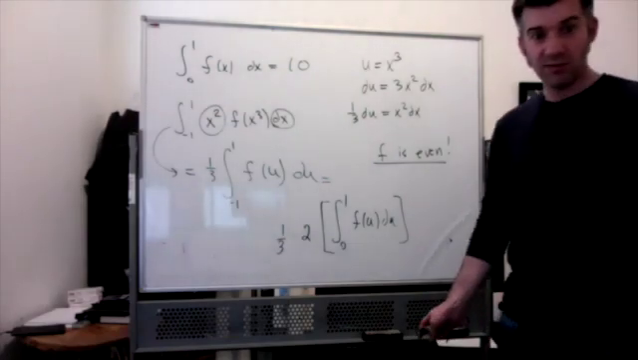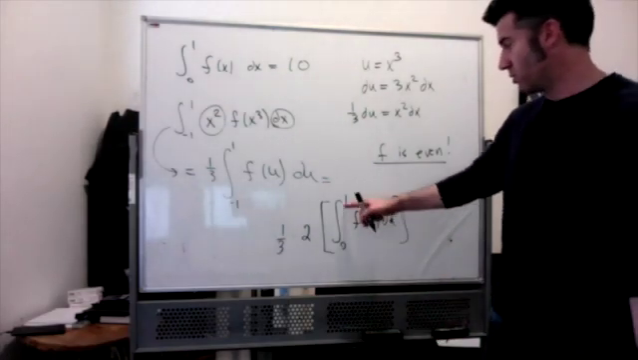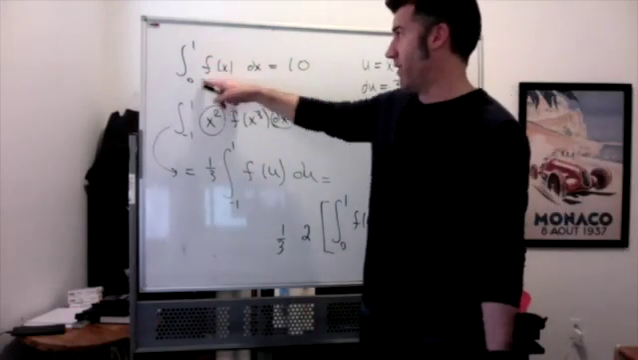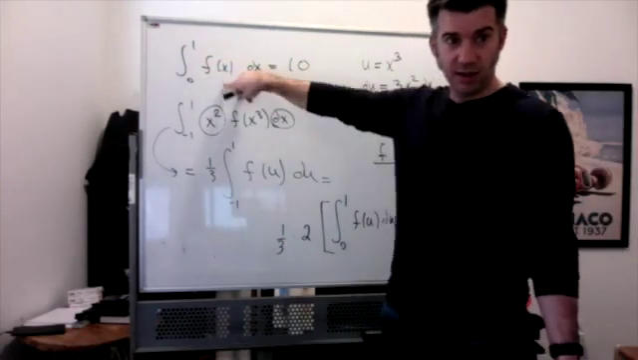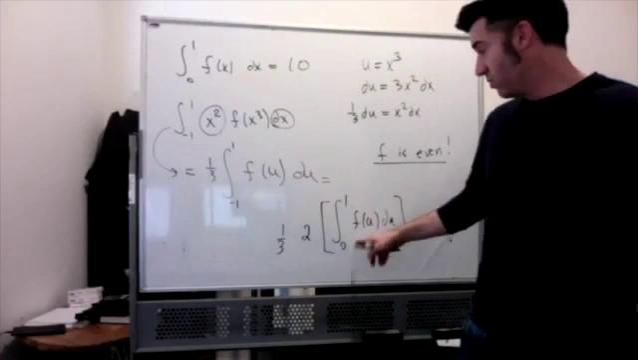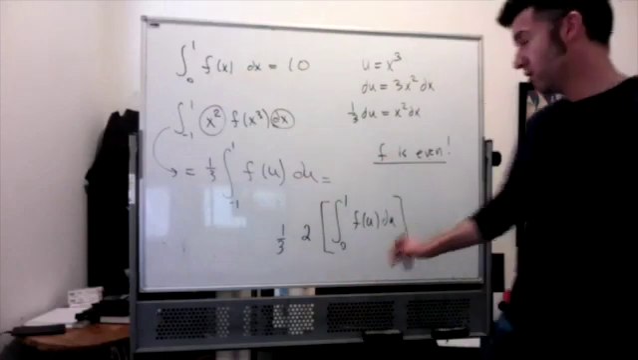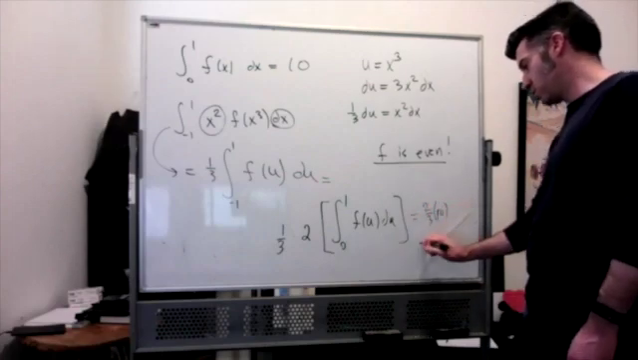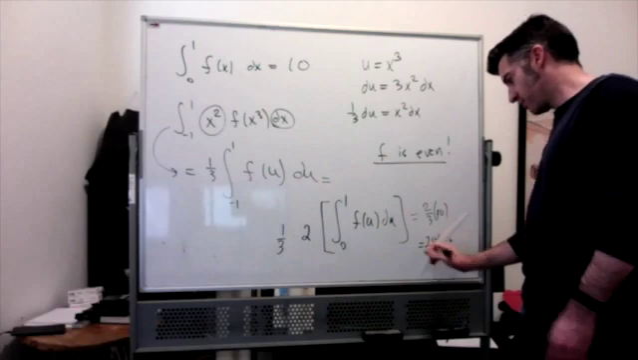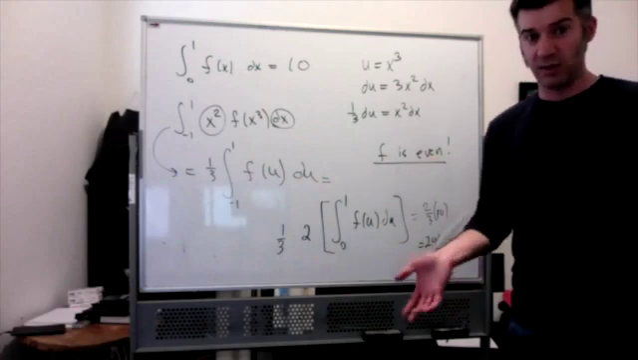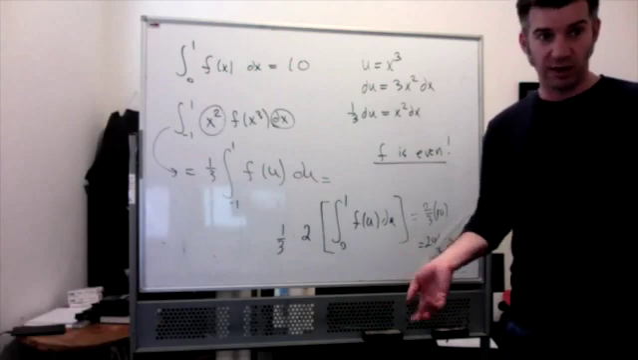And then we're done, because we know that the integral from 0 to 1 of f of u du is the same as the integral from 0 to 1 of f of x dx. This integral and this integral are literally the same. They just have different variables, which means this is 10. So our answer is 2/3 times 10, which is 20/3. But the key to a problem like this is recognizing there's a u substitution that you have to do before you can do anything else.